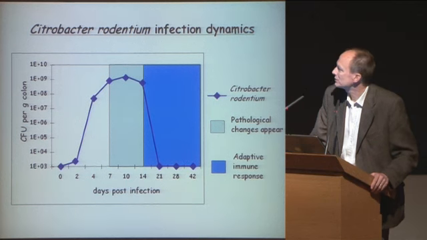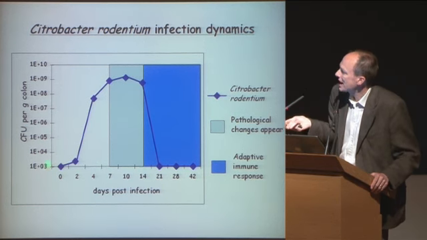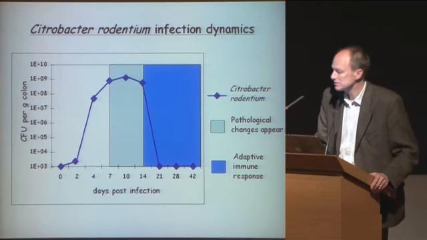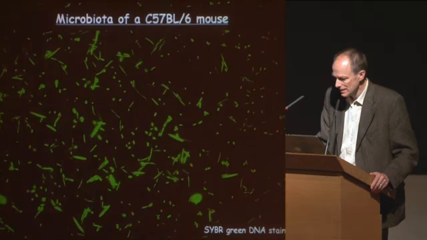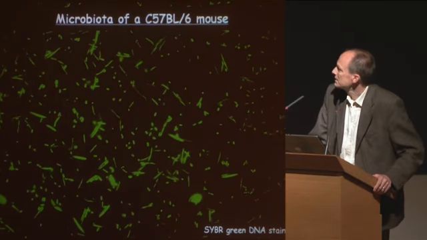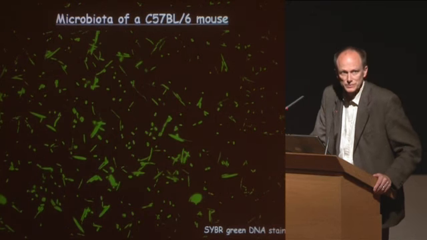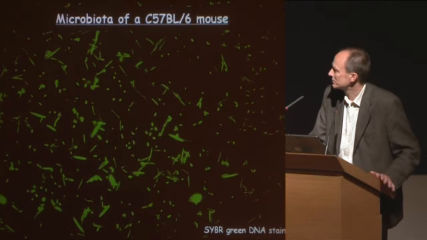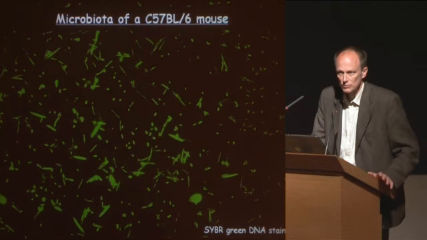And the real key question is, what happens to the microbiota as the mouse's intestine goes through this insult and the resolution of the disease? So this is what the microbiota of a C57 black 6 mouse looks like. You can take the bacteria out, put it on a filter, and just stain the DNA, and what do you see?